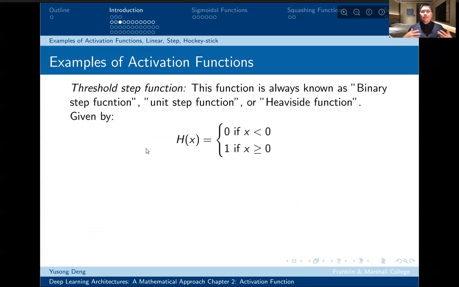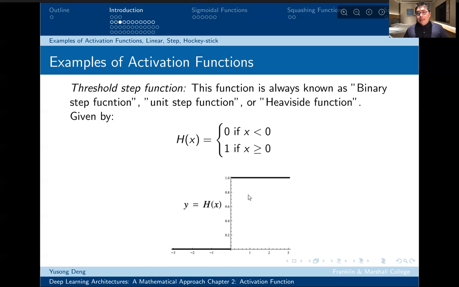First of all, the step function. This function is also known as the binary step function and the unit step function, the Heaviside function. It is given by H(x) equals 0 if x is smaller than 0, and 1 if x is greater or equal to 0. The image looks like this. Note that at point x equals 0 it is non-differentiable. It's not continuous at that point.